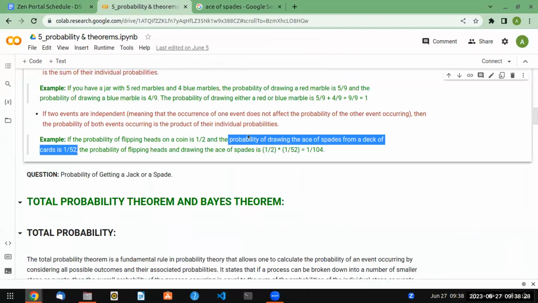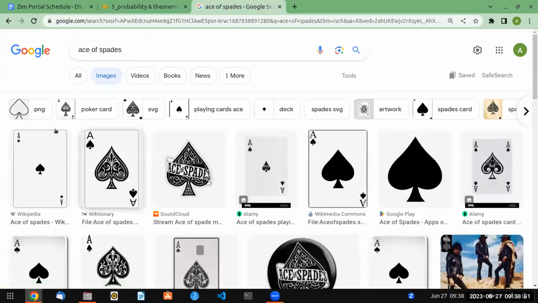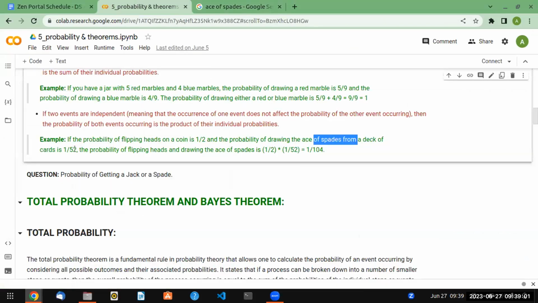Now what is the probability of picking an ace of spades from the whole deck of cards? How many cards? 1 out of the sample space, total cards. 52. From each suit we have 13 cards. We have 4 suits, right? So we have a total of 52 cards. From the 52 cards, I am asking the probability of choosing this card. If there is one such card, the probability is 1 by total cards, which is 1 by 52.